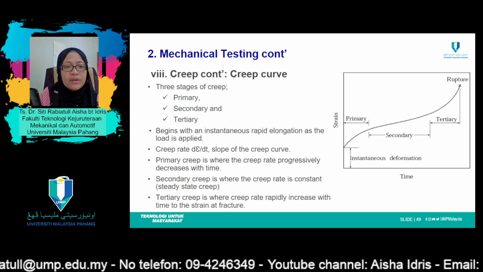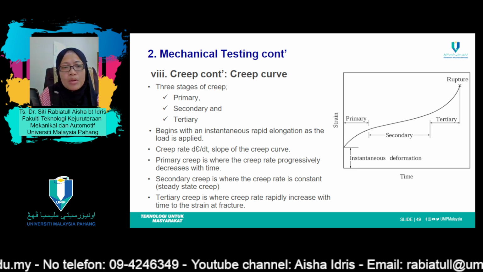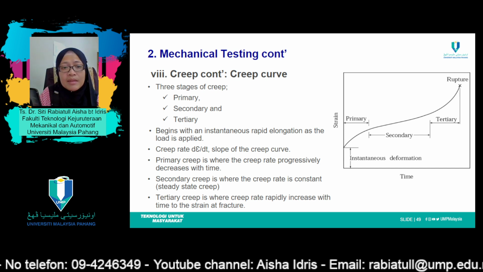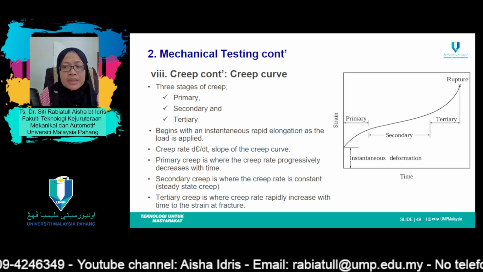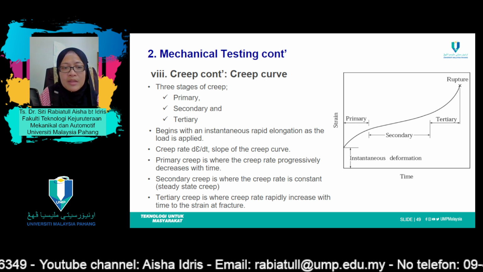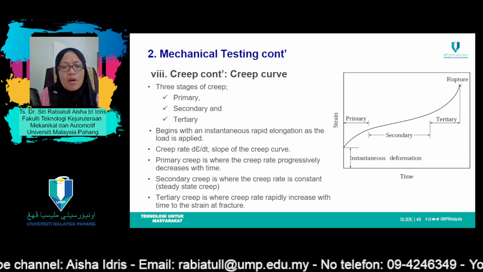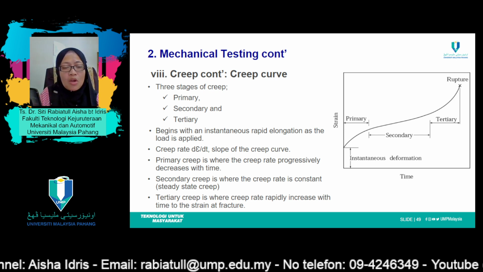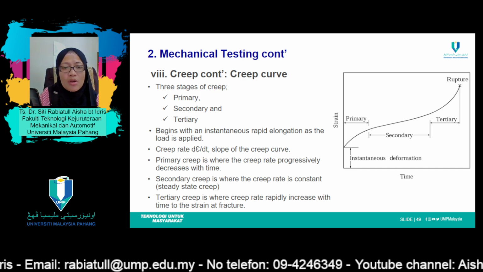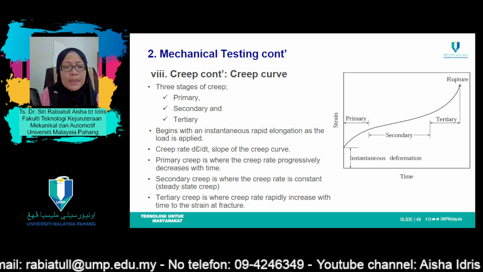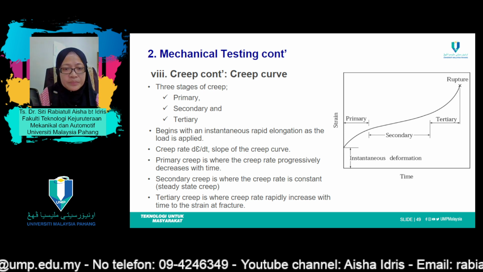Secondary creep, sometimes also called steady state creep, has a constant rate. That is, the plot becomes linear in this section. This is often the stage of creep that is of the longest duration. The constant creep rate is explained on the basis of a balance between the competing processes of strain hardening and recovery.